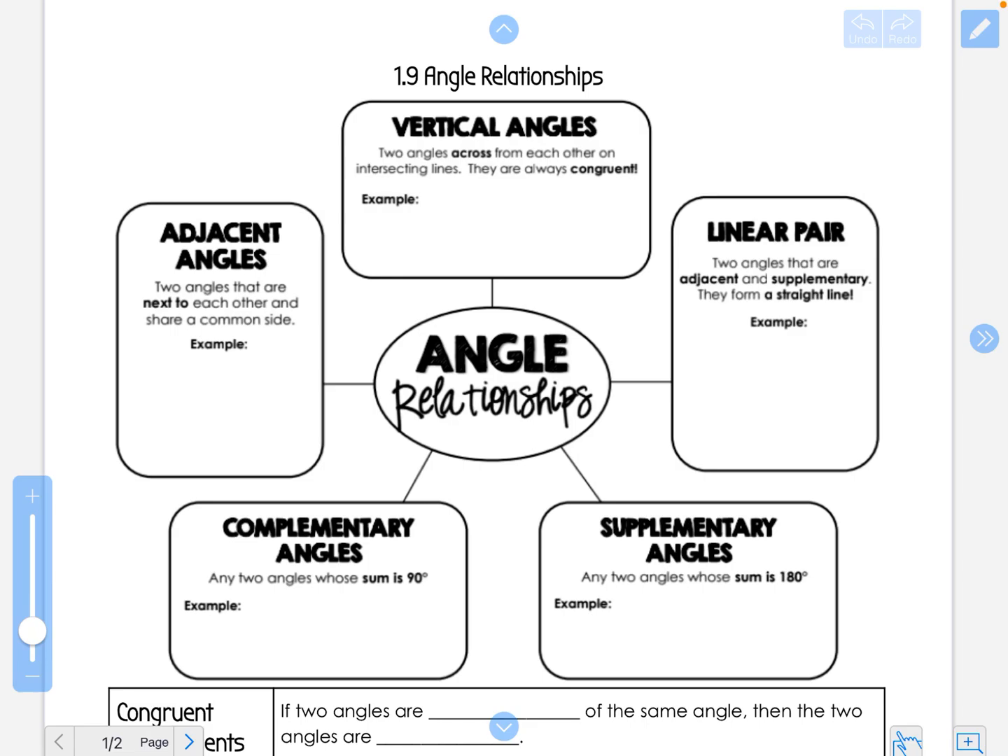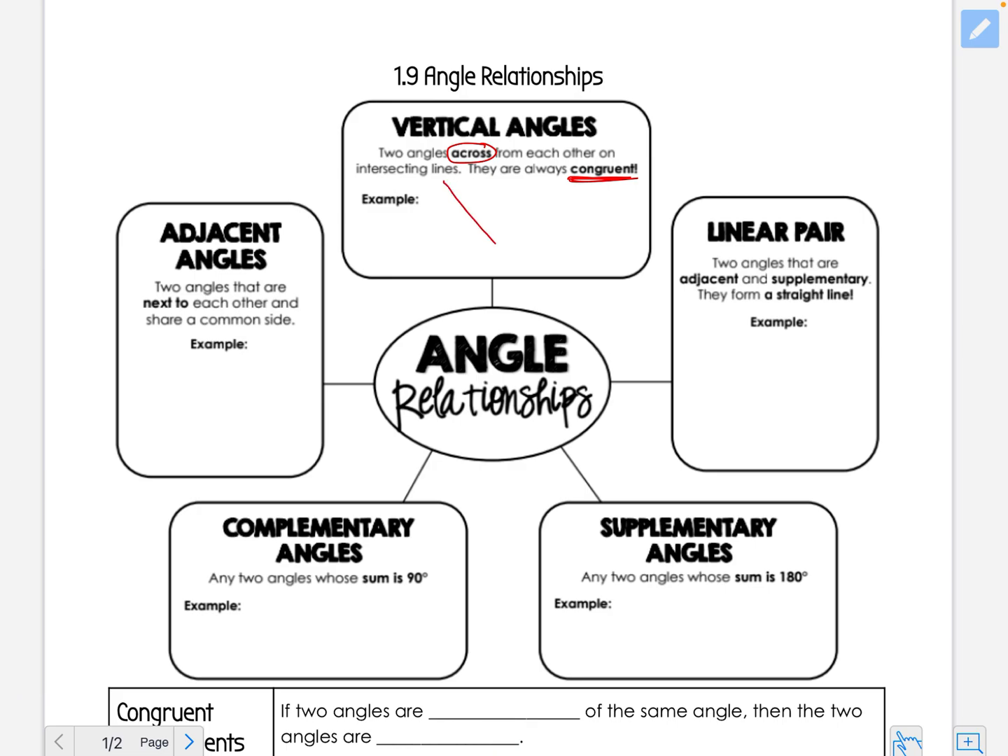Today we're going to talk about the various angle relationships that we're going to use for the rest of the school year in geometry. So let's start with some definitions and then we'll look at some examples. When we're talking about vertical angles, we're talking about two angles that are across from each other on intersecting lines. They are always congruent.